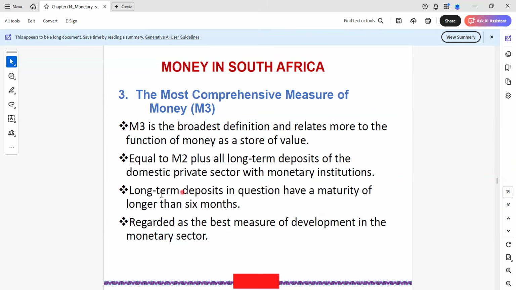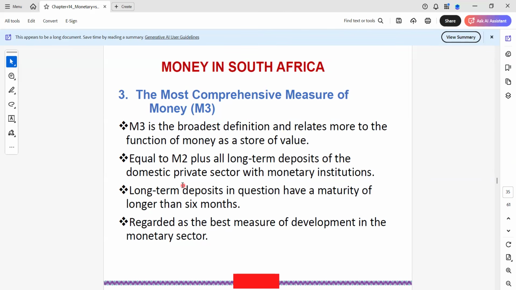simply because you add what? The long-term deposits. And the long-term deposits have a maturity date which is longer than 6 months, right? So the maturity period is longer compared to your short-term deposits, which is less than 30 days, and your medium term, which is less than 6 months, right? This one is longer than 6 months.